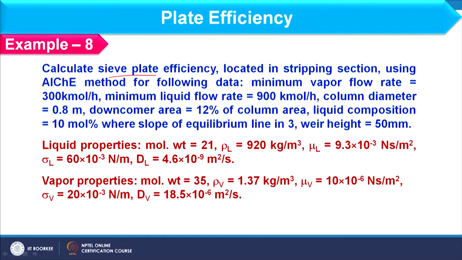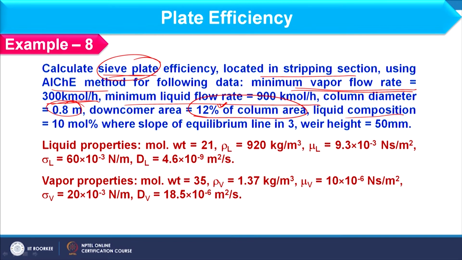In this example, we have been asked to calculate sieve plate efficiency. So, the type of plate is fixed, which is located in the stripping section, and this we have to carry out using the AIChE method. Minimum vapor flow rate is 300 kilomole per hour, minimum liquid flow rate is 900 kilomole per hour, column diameter is given as 0.8 meter, downcomer area is 12% of column area. Okay. So, what is this that we will discuss?